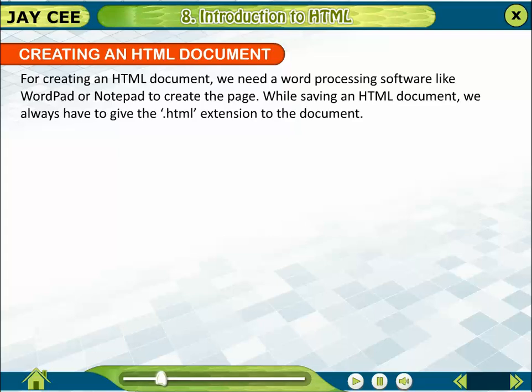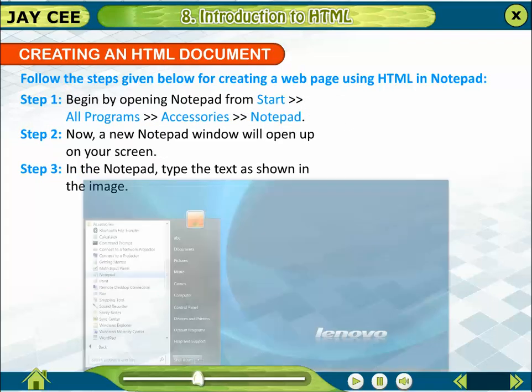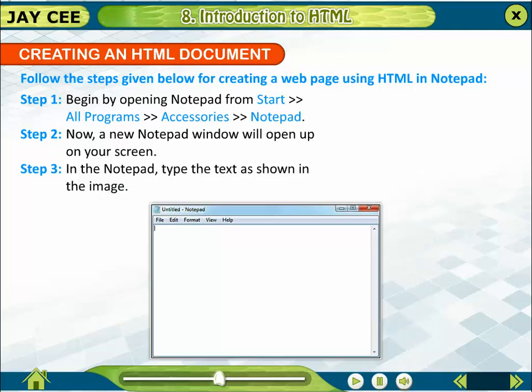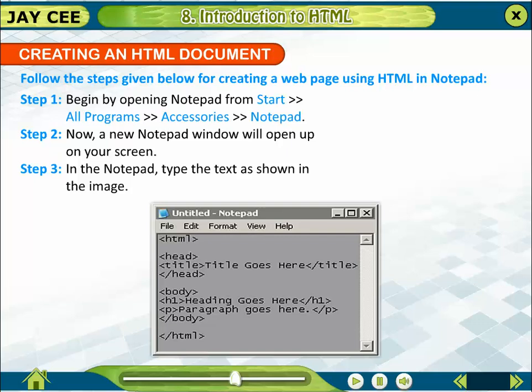While saving an HTML document, we always have to give the HTML extension to the document. Follow the steps given below for creating a web page using HTML in Notepad. Step 1. Begin by opening Notepad from Start, All Programs, Accessories, Notepad. Step 2. Now, a new Notepad window will open up on your screen. Step 3. In the Notepad, type the text as shown in the image.